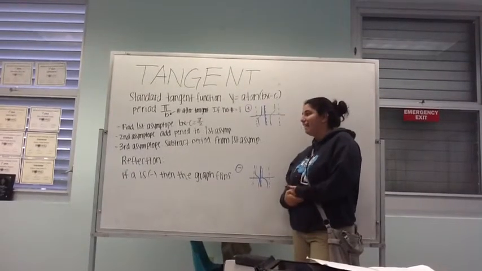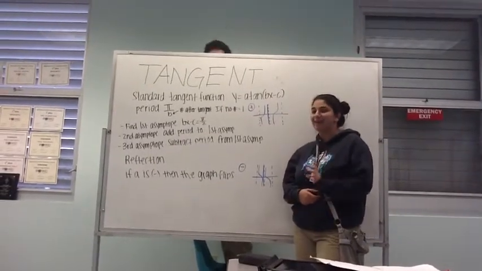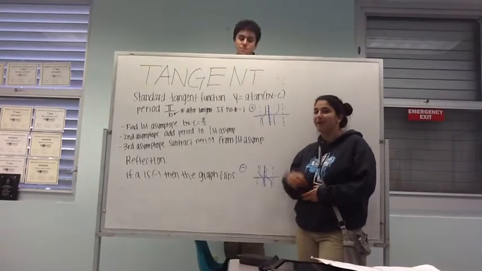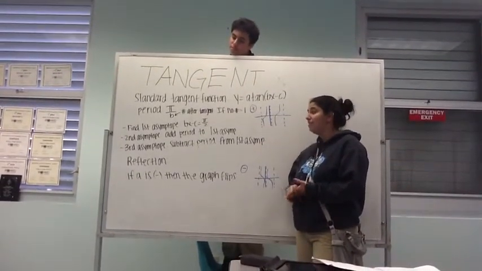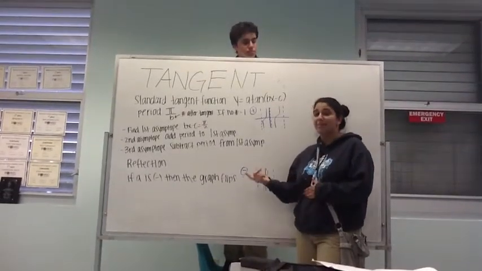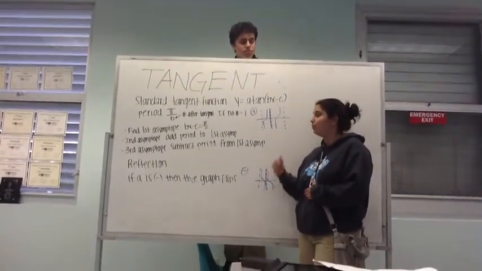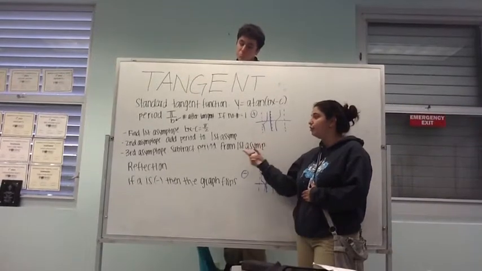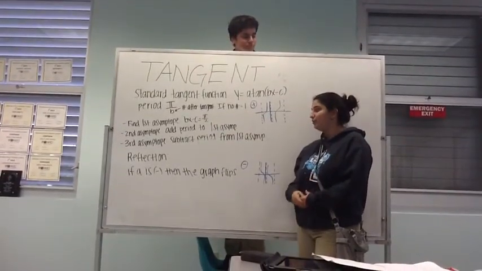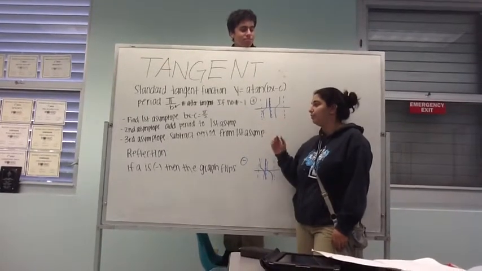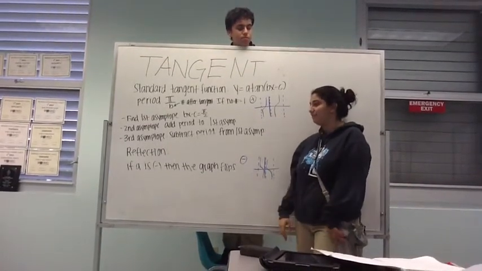Now to find the first asymptote, it's bx minus c equals pi over 2, and you just plug the numbers into the equation. To find the second asymptote, you add the period to the first asymptote, so you add pi over b to whatever this gives you. And then to find the third asymptote, you subtract the period from the first asymptote. So instead of adding, you subtract it.